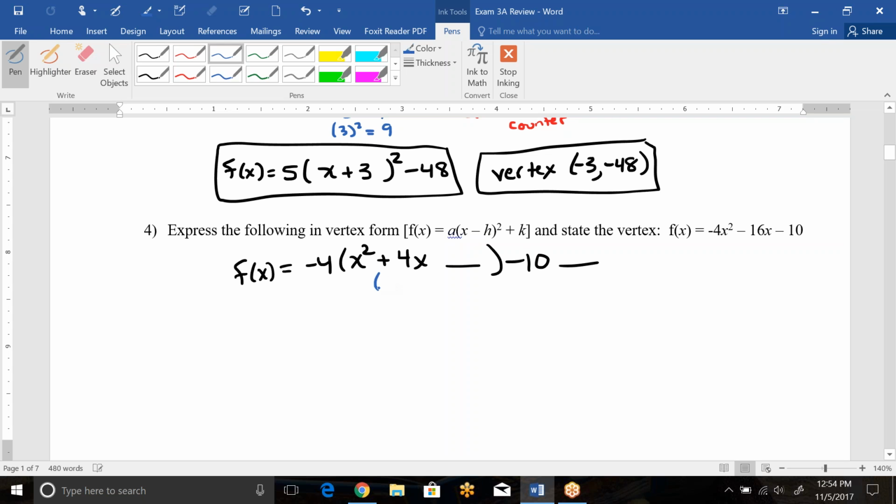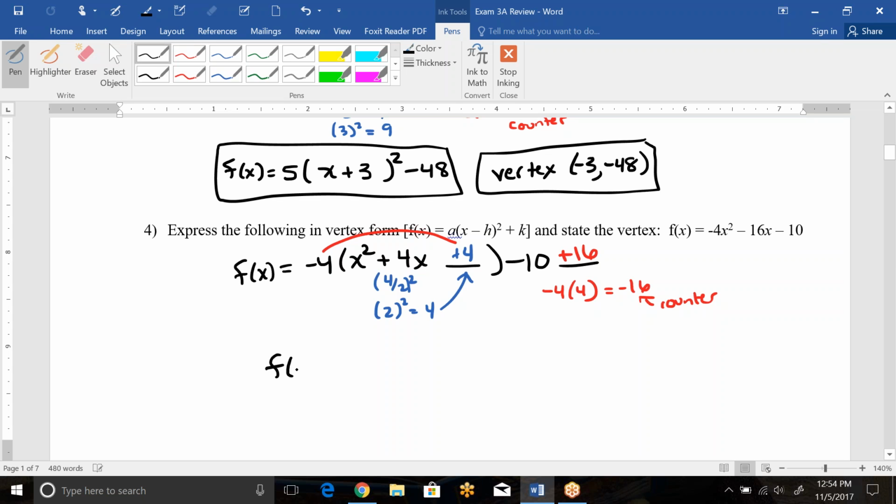So we're going to take half of the middle term, which is 2, and square it. So that's going to be that we're going to add in 4. But for the counter, we really did negative 4 times 4, because this is the part out front, which is negative 16, so we need to counter this. To counter it, we're going to use a positive 16.